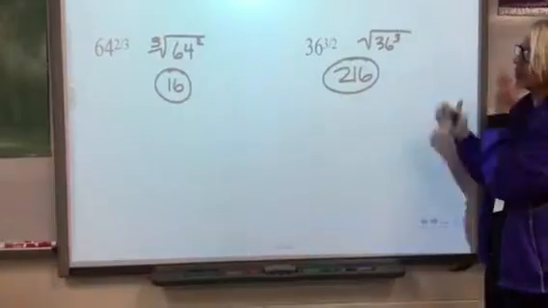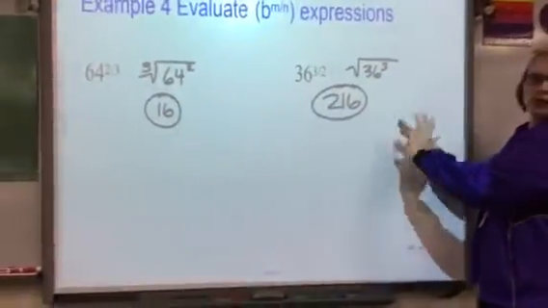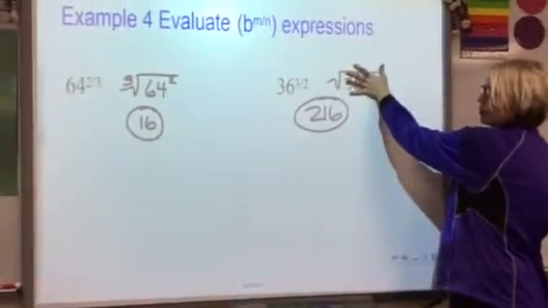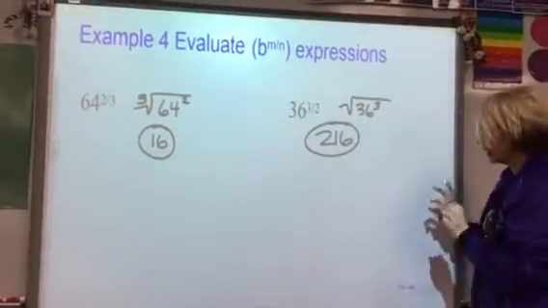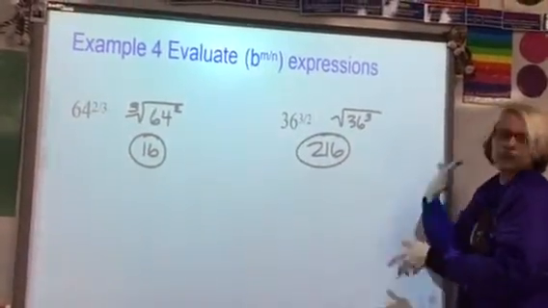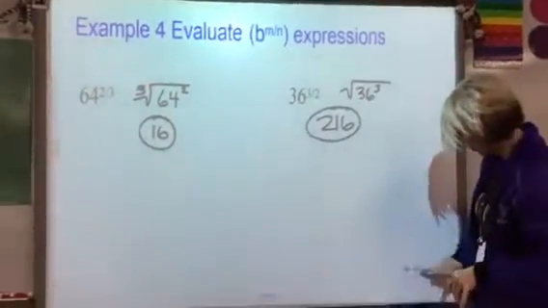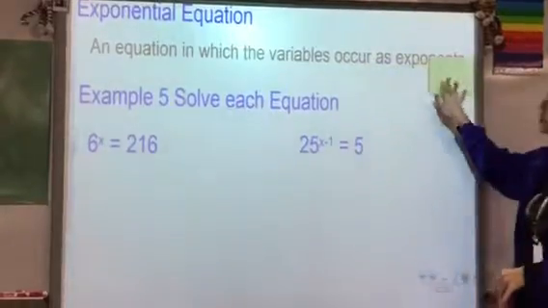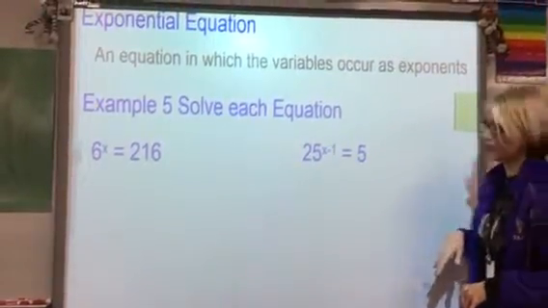When you are writing, I'm going to show you on your notes how I want you to write all your answers. But when you're writing, you're going to have to write this form, the radical form, as well as the solution. Because I don't want you just typing things in your calculator and not knowing how you're supposed to write them. An exponential equation is an equation in which the variables occur as exponents.